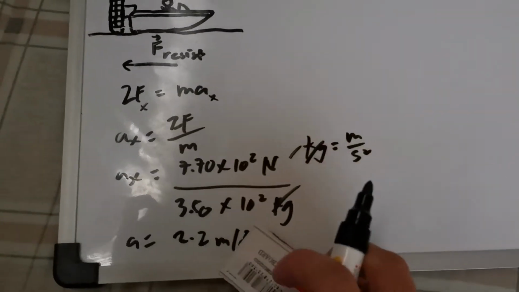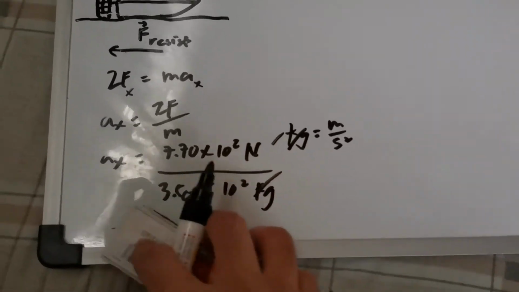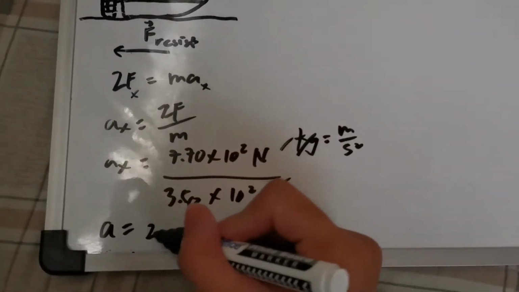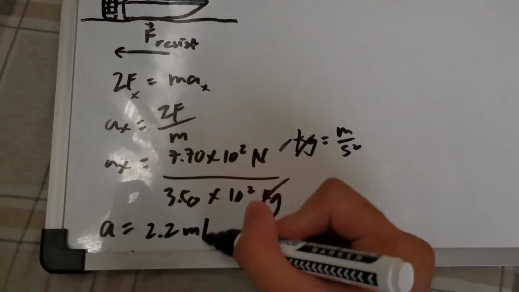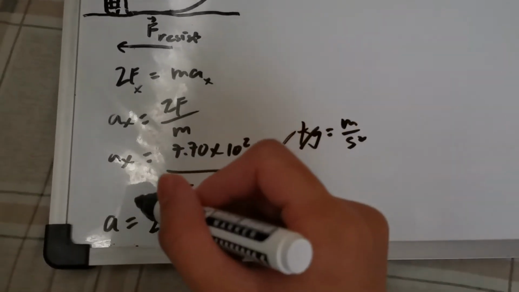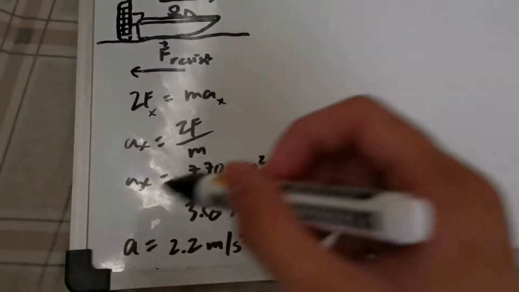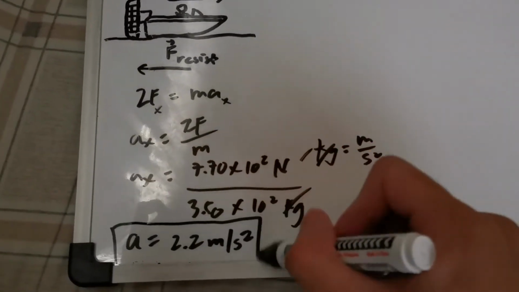Let's rewrite this properly. Acceleration is equal to 2.2 meters per second squared. So this will be our answer for letter A, which is the acceleration of the airboat.